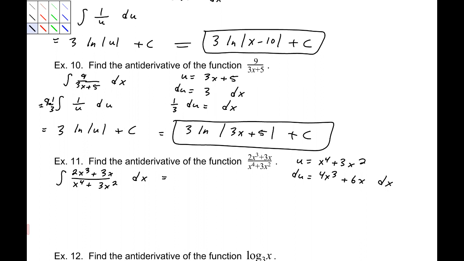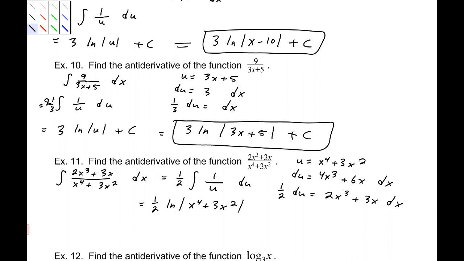Now, that does not look like what I have in my numerator. However, it differs by a factor of 2. So if I divide everything by 2 here, or in essence, make this 1/2 du, that is 2x cubed plus 3x dx, which is what I want. So this will turn into the integral 1 over 2 du, and that would be 1 over u. So I have 1/2 natural log of u, x to the fourth plus 3x squared plus c.